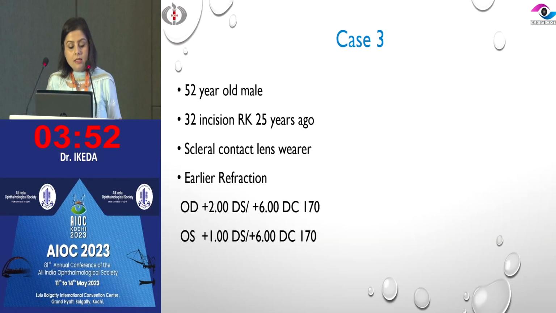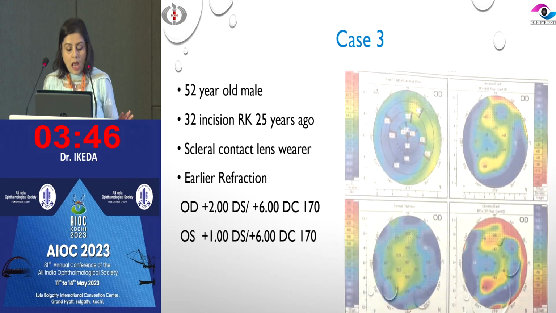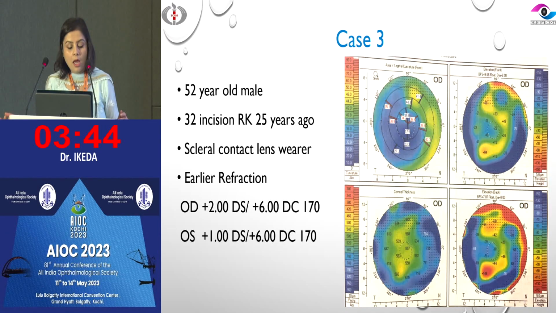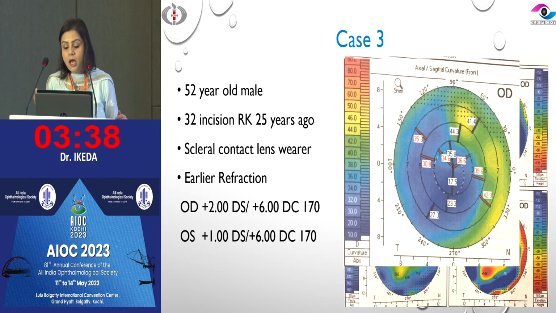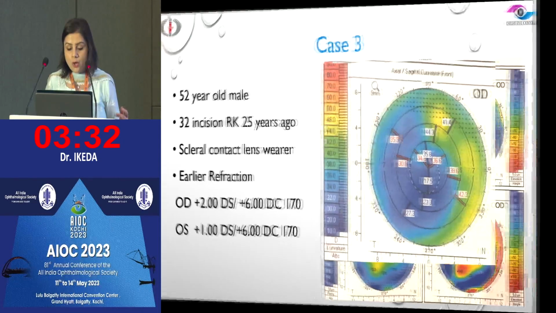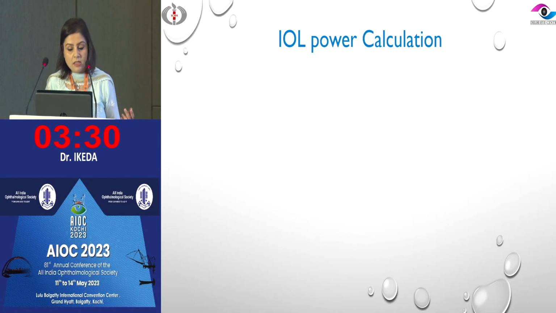Now, a third case here is a patient who has undergone a 32 incision RK. He's a scleral contact lens wearer, and his earlier refraction is still hyperopic with a significant amount of astigmatism. And when we look at the keratometry here, we can see how flat and irregular this cornea is. So definitely this is not an ideal case for us to plan a toric IOL. He's already a scleral contact lens wearer.